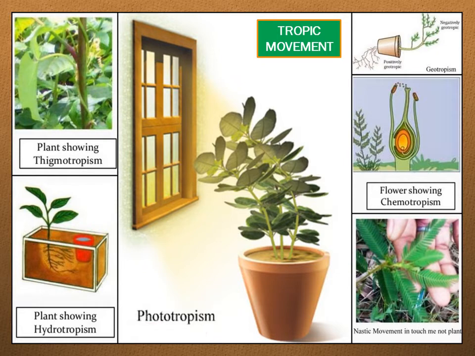Phototropism, it is due to the light. Geotropism, it is due to force of gravity. Chemotropism, it is in response to chemicals. Nastic movement, in this movement the direction of stimulus is not fixed and it is a type of rapid movement.